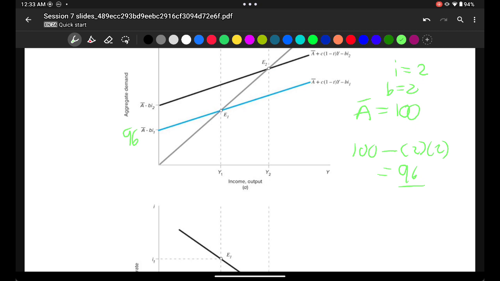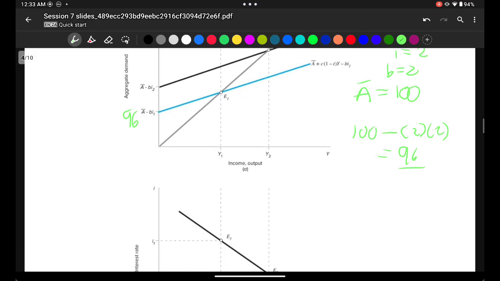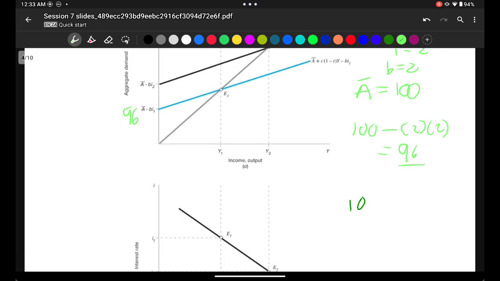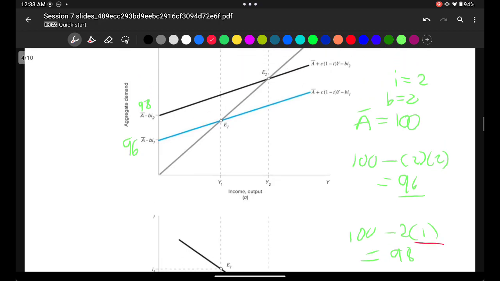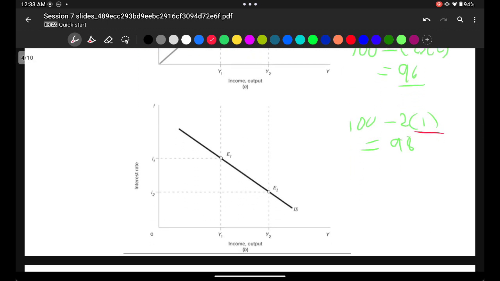So now let's say interest decreases. So interest has now gone from 2 to 1. Autonomous expenditure will be the same. It will be 100 minus, b will always stay the same too, but your interest now changes to 1. Now it's 98. Right? Keep in mind the interest rate because it's very important in deriving the IS curve. Your interest rate was 2%, and it dropped down to 1%.